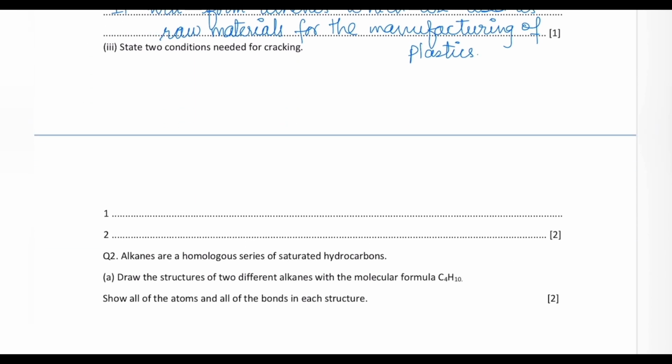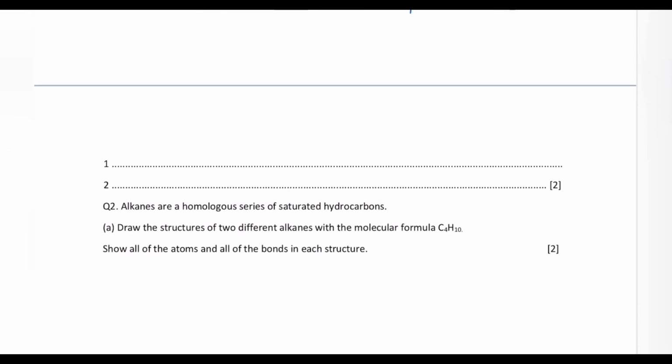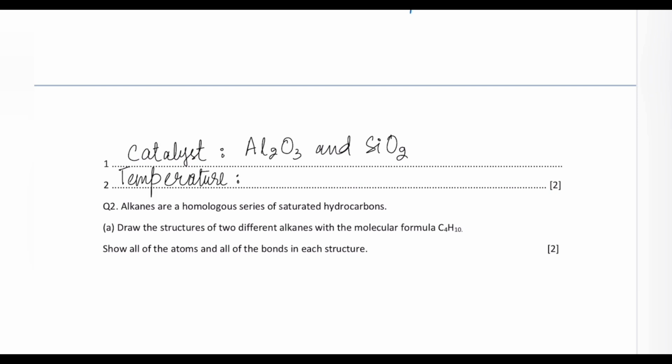Next question is, state two conditions needed for cracking. Okay, the first condition is catalyst, that is aluminium oxide and silicon(IV) oxide. Next is the temperature, that is between 400 to 600 degrees Celsius.